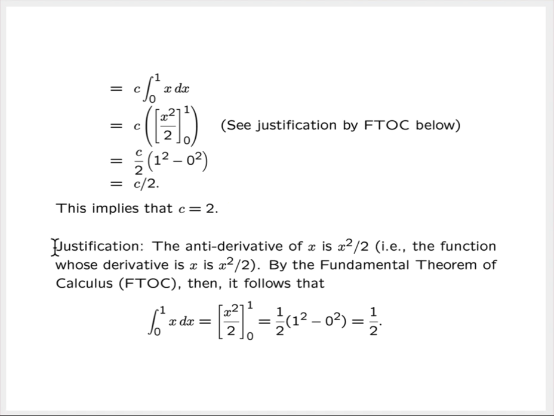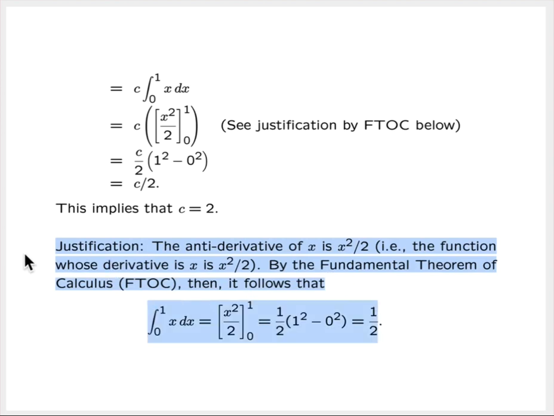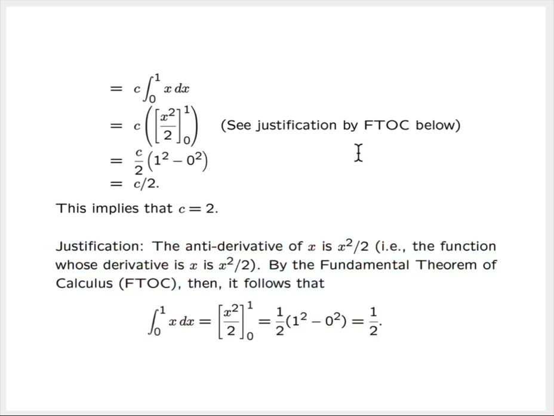Now for those of you who are maybe a little bit rusty on the calculus and on the fundamental theorem of calculus, let me just say that we're going to be using the fundamental theorem of calculus in this class quite a bit. All right, and so here's the justification for going from this step to this step. The antiderivative of x, right? The antiderivative of the integrand here is x squared over 2. By antiderivative, what we mean is the function which, when differentiated, gives us the integrand. So when we differentiate x squared over 2, we get x.